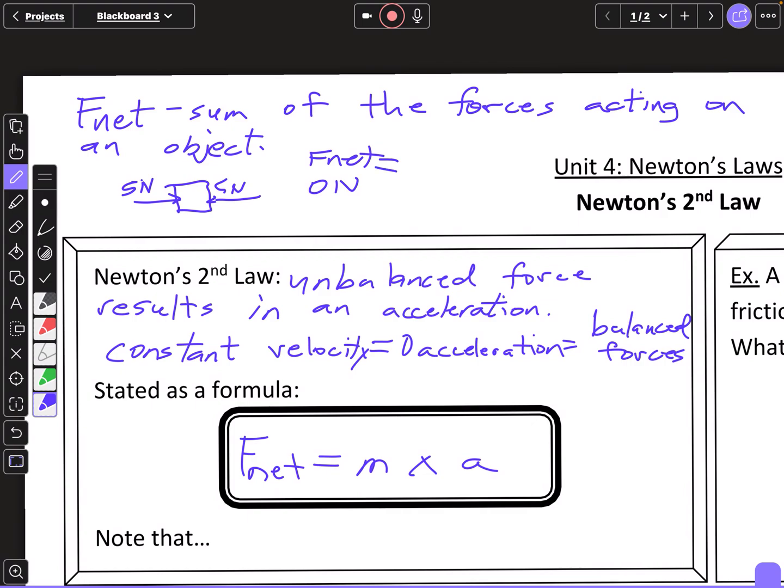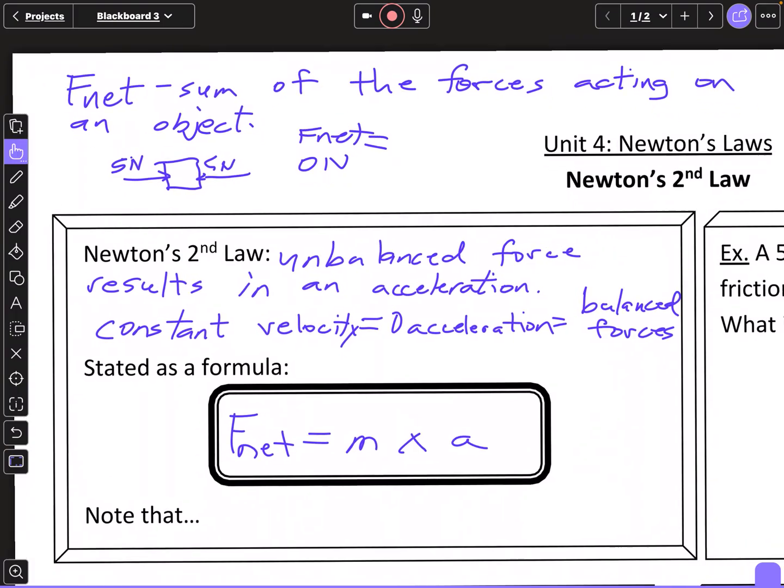in that situation. Now, if they were both in the same direction, I would add them and my F net would be 10 newtons. But for my equation, Newton's second law, that's not just force equals mass times acceleration, it is F net, the net force. Make sure you make that distinction.